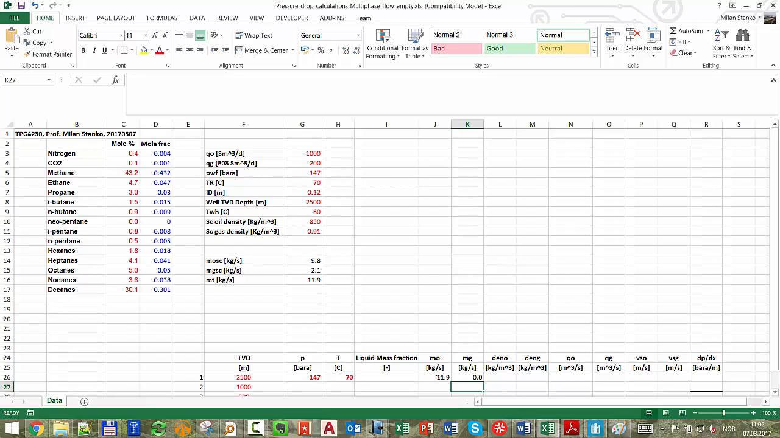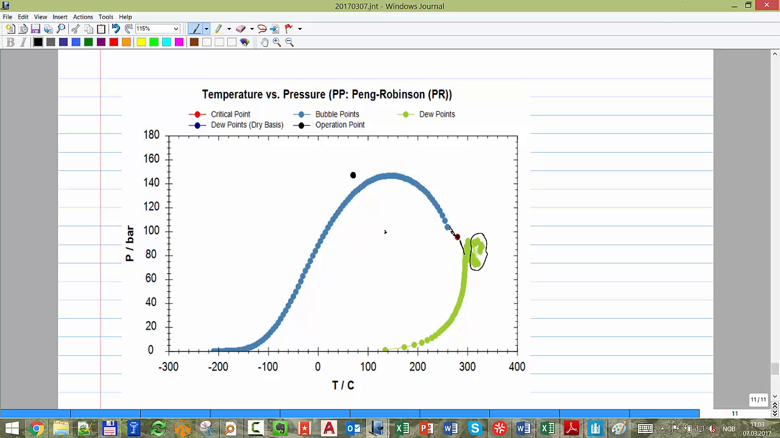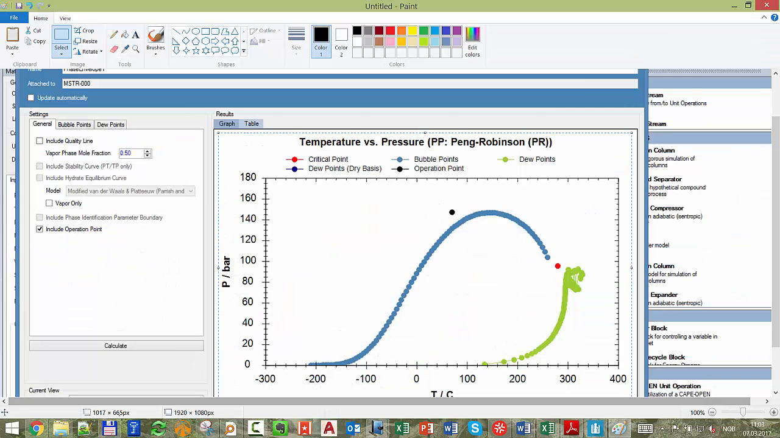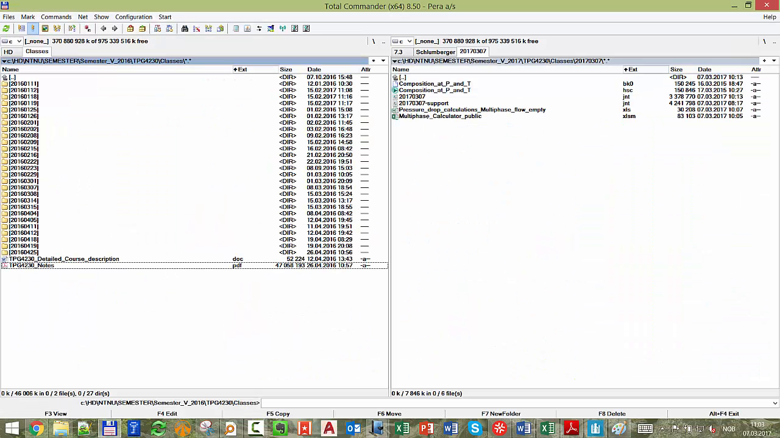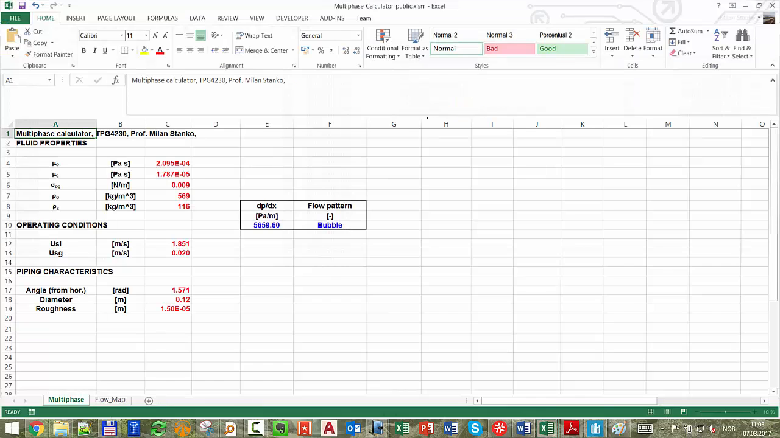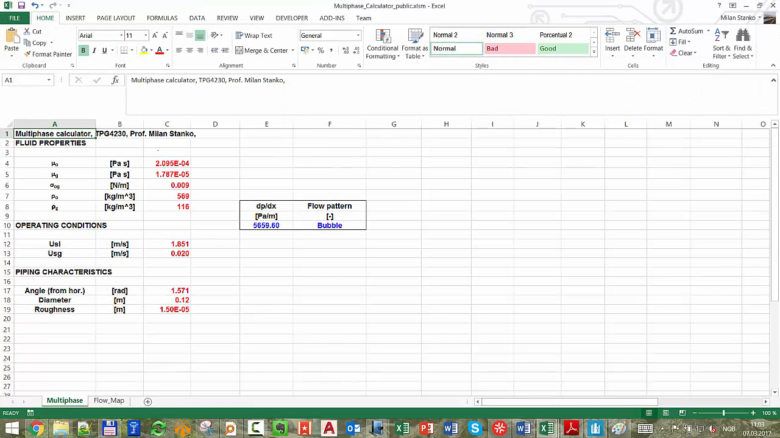So we stop here, and next week we will continue, and we will use our expert. If you see there is another Excel sheet called Multiphase calculator, where you substitute all the properties of the fluid, the conditions of liquid and gas, and then it will estimate for you what the flow pattern is and what the delta P dx is. You don't have to know what is behind this expert, you just have to know how to use it.